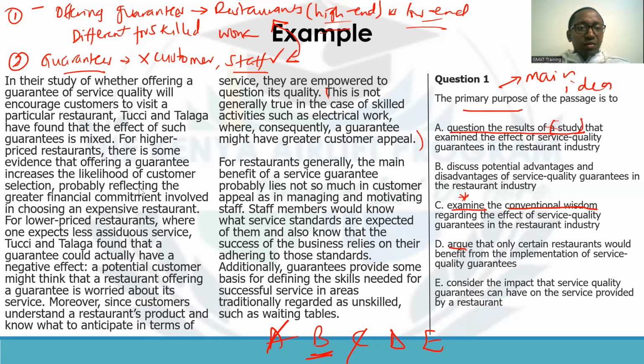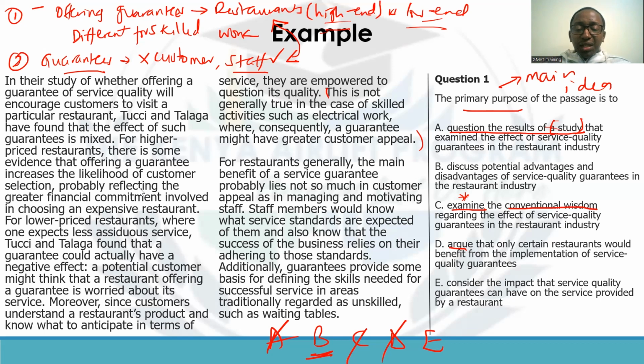So this would be true if you are looking at only the first paragraph, but the second paragraph actually doesn't differentiate between high-end and low-end restaurants. It's just in the restaurant industry. And the second paragraph actually shows how these guarantees can benefit a restaurant. Doesn't matter if it's high-end or low-end. So for that reason, this is not correct.